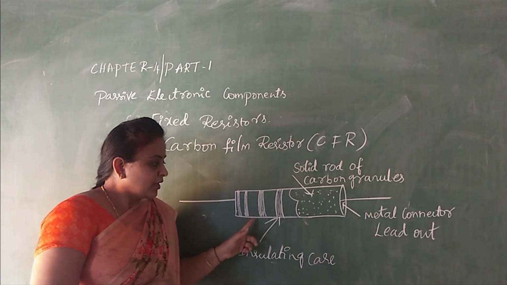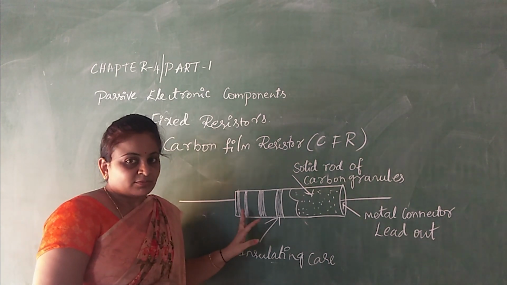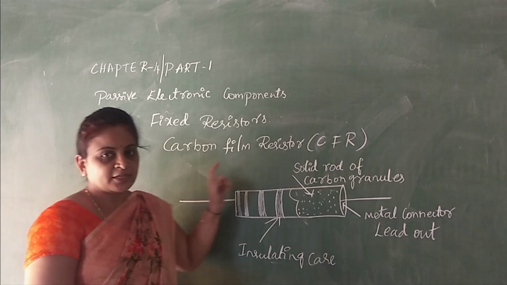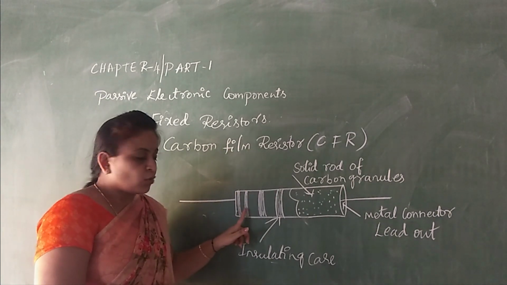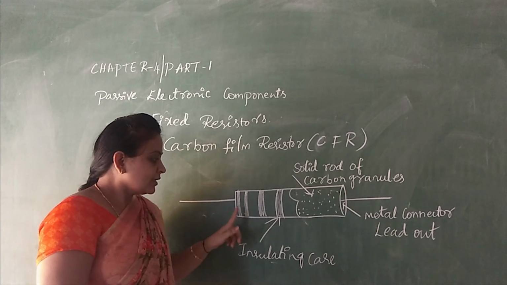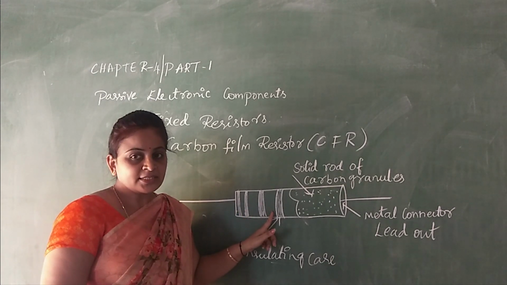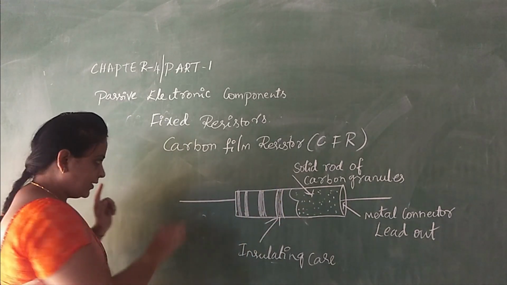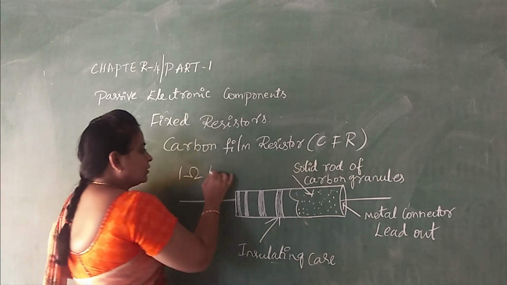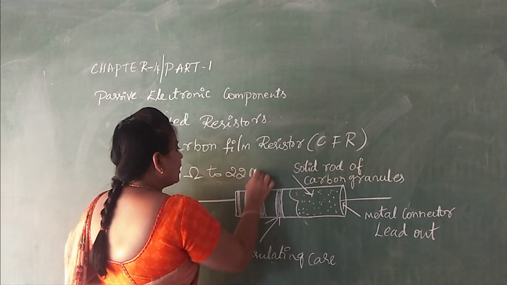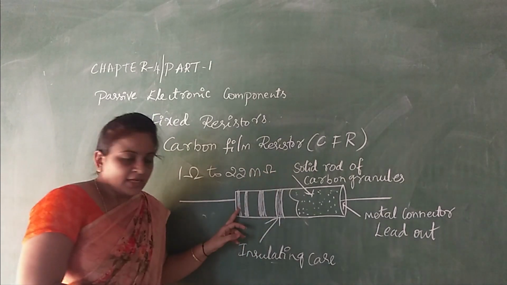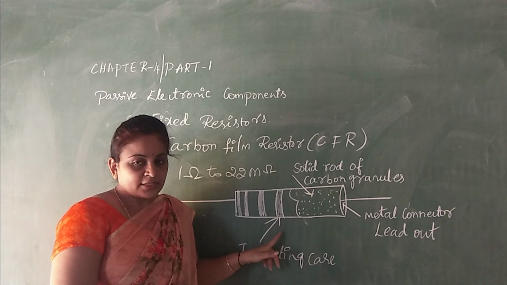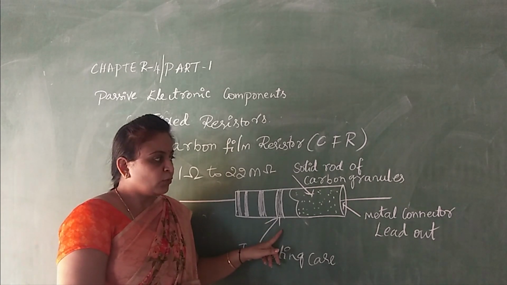Next, in this carbon film resistor, the resistor is coated with bands of colors. These colors give the resistance value. These carbon film resistors are available in 1 ohm to 22 mega ohms. This will consume less power rating, so tolerance is high, stability is also poor.